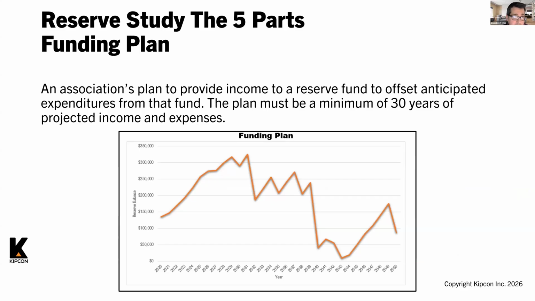And then funding plan is the last part here. An association's plan to provide income to a reserve fund to offset anticipated expenditures from that fund. The plan must be a minimum of 30 years of projected income and expenses. There's a ton of things that go into this.